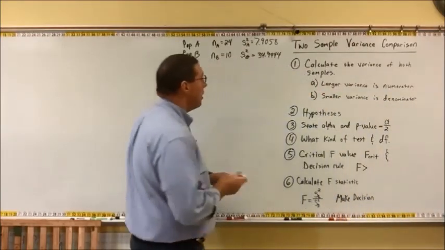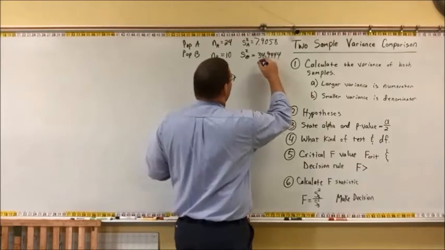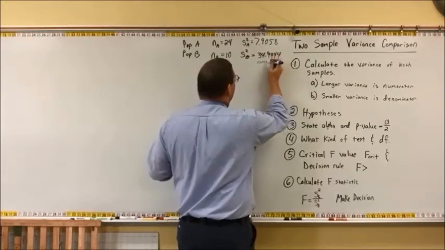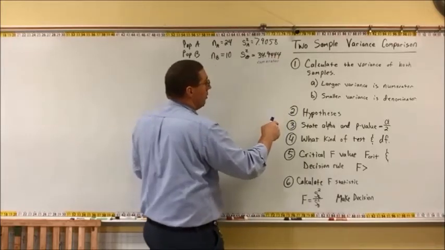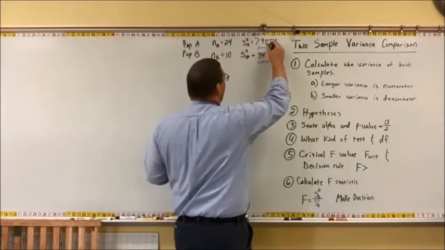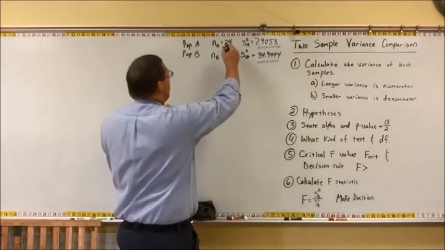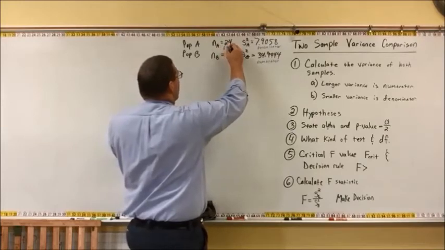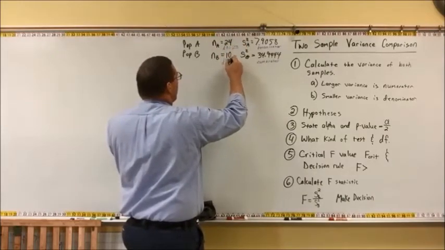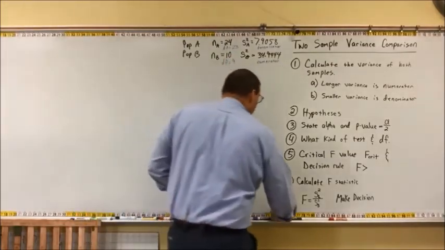Now, which one is the numerator? The larger variance is the numerator. That's just 34 here, right? That's the numerator. And the denominator is the smaller variance. That's this one. So this is the denominator. And the degrees of freedom for the denominator is 24 minus 1, that's 23. The degrees of freedom for the numerator, 10 minus 1, that's 9. Okay?